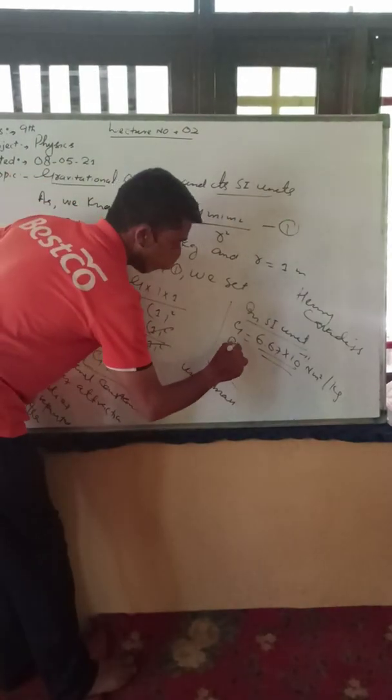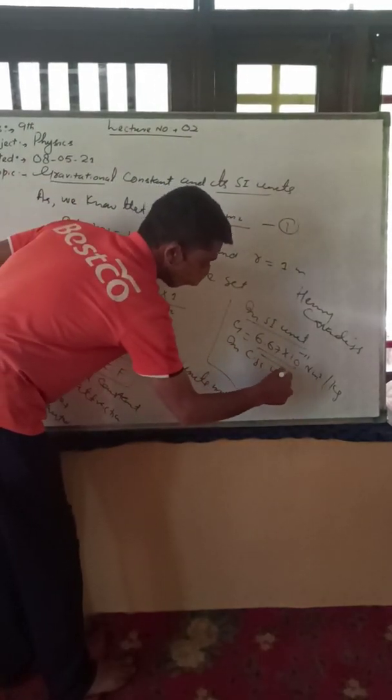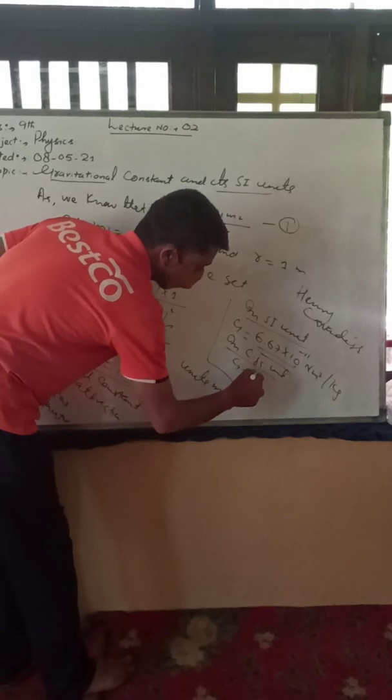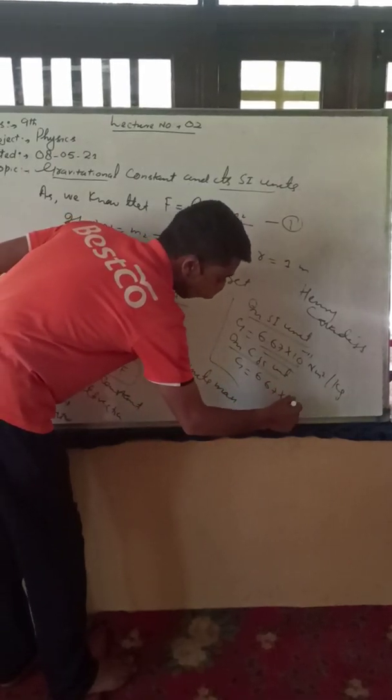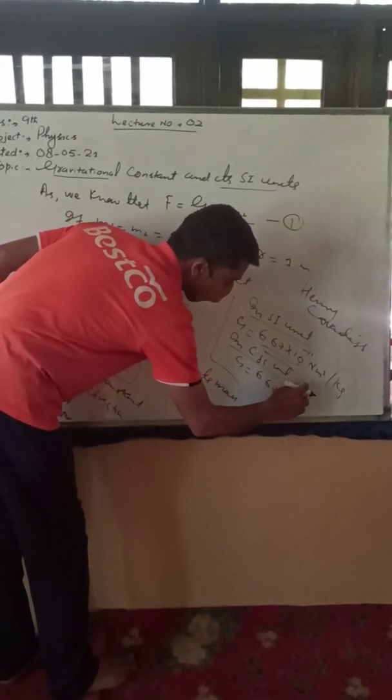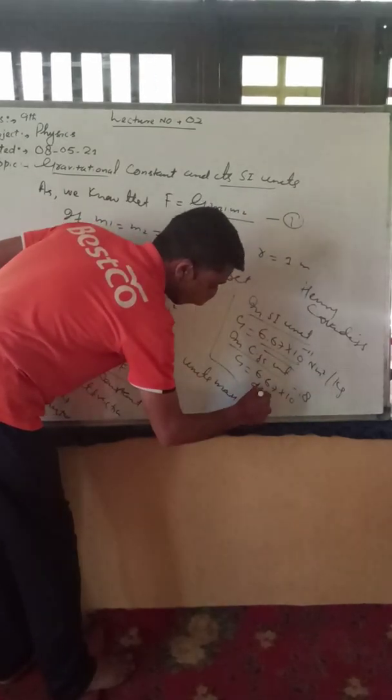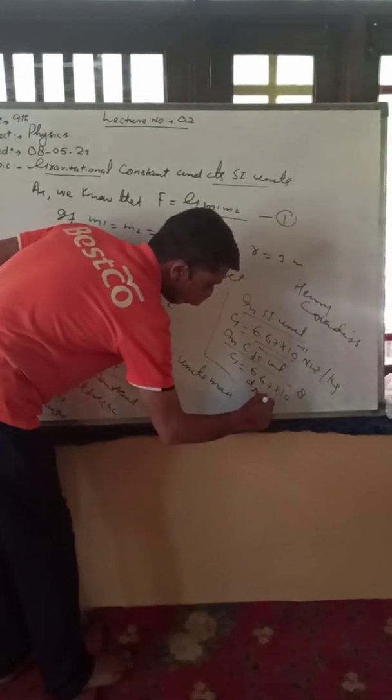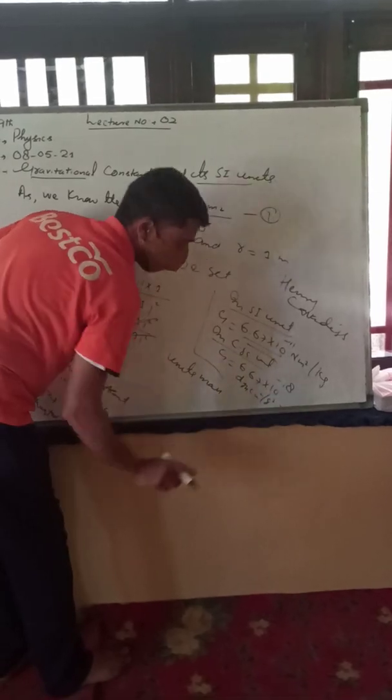Now in the CGS system, the CGS unit of G is 6.67 into 10 raised to the power minus 8 dyne centimeter square per gram square.